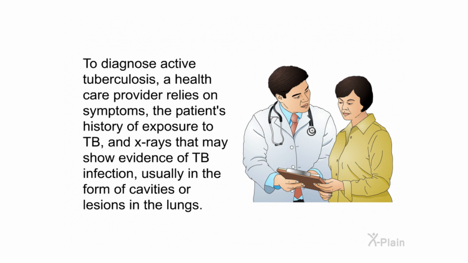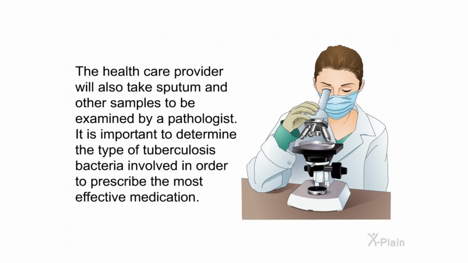To diagnose active tuberculosis, a healthcare provider relies on symptoms, the patient's history of exposure to TB, and X-rays that may show evidence of TB infection, usually in the form of cavities or lesions in the lungs. The healthcare provider will also take sputum and other samples to be examined by a pathologist. It is important to determine the type of tuberculosis bacteria involved in order to prescribe the most effective medication.